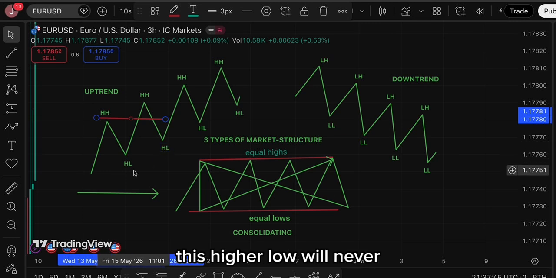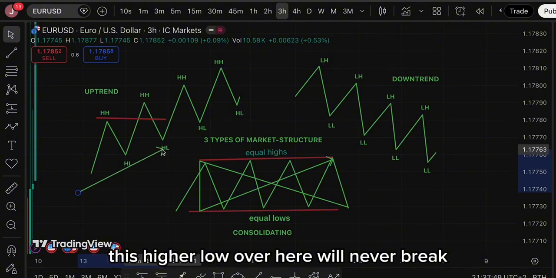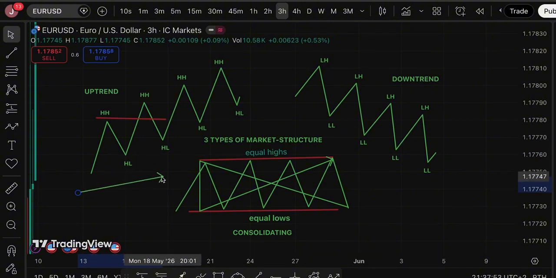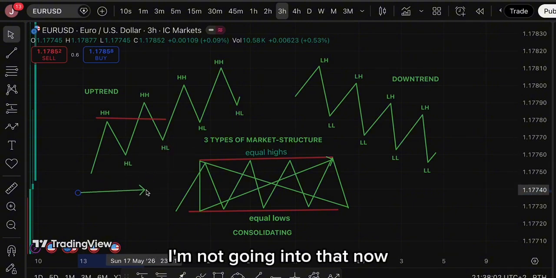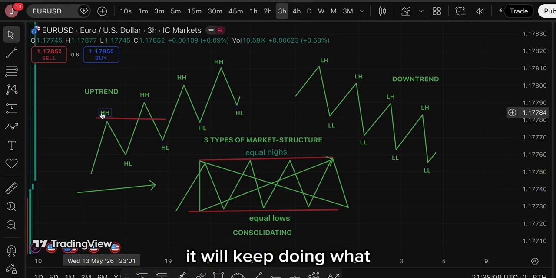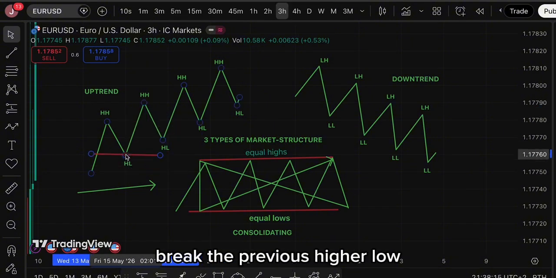This higher low over here will never break this one. Will never go below. Never. Because if it breaks it, it means it is trying a market structure shift. I'm not going into that now. But this is what I'm saying. To know a valid uptrend, it will keep breaking the higher high, and the higher low will never break the previous higher low.